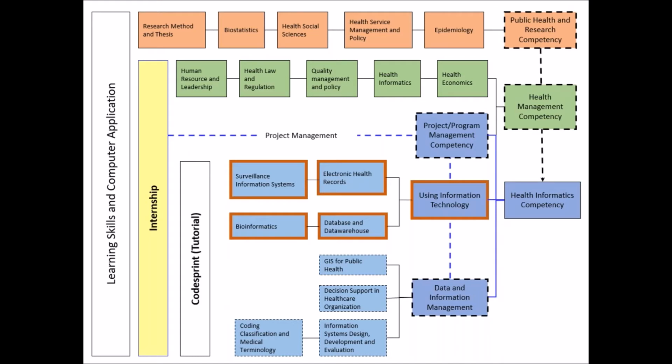So the main competencies in this majoring would include some courses on public health, and then some courses related to health management, and some courses related to health informatics. So based on the courses on health informatics, we would like to have activities to map the learning objectives from some of the courses into openIMIS.